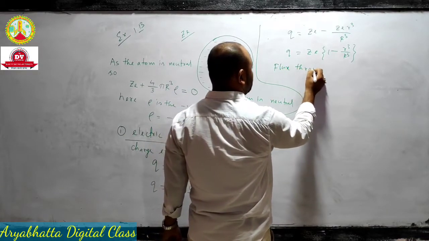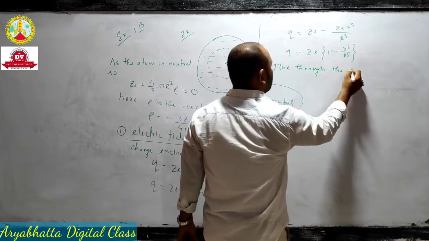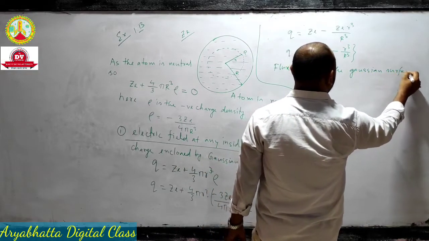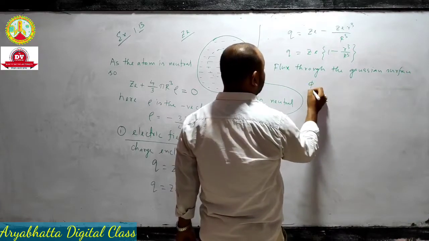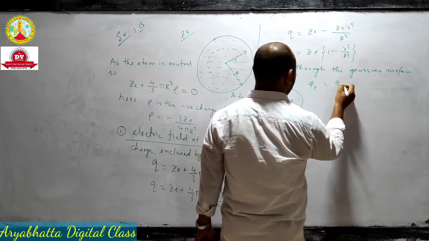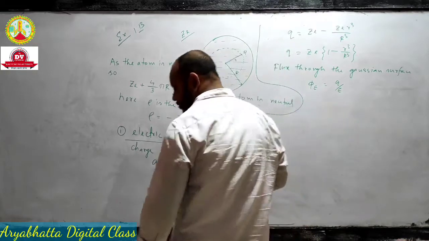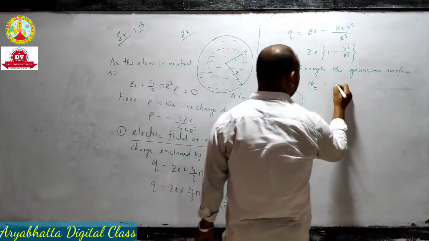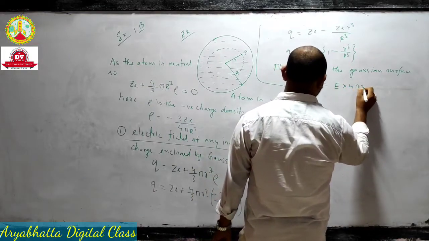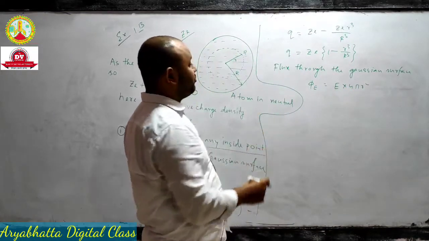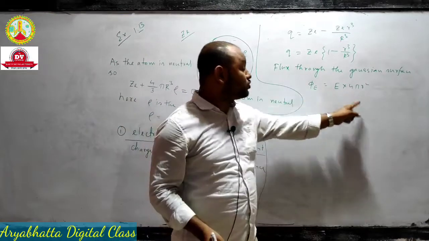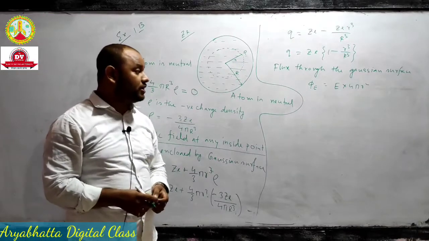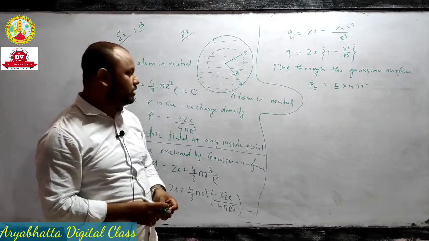Then flux through the Gaussian surface वो कितना होगा? Flux through the Gaussian surface phi is equal to what? Q by epsilon. Sorry, flux through the Gaussian surface phi is equal to how much? It will be equal to E into 4 pi r square. What is E? E is the value of electric field on the surface, and 4 pi r square is what? It is the surface area of the Gaussian surface.